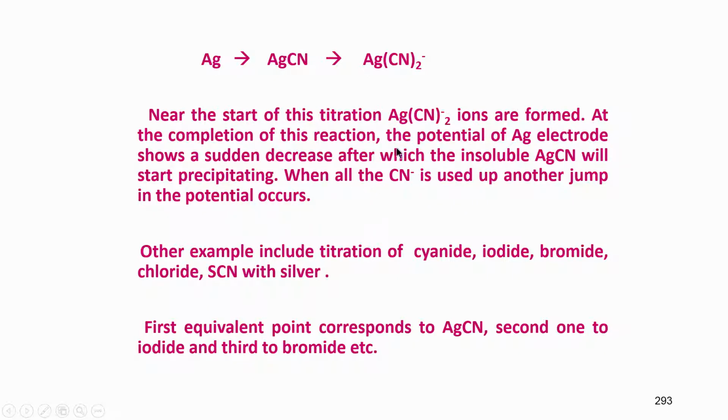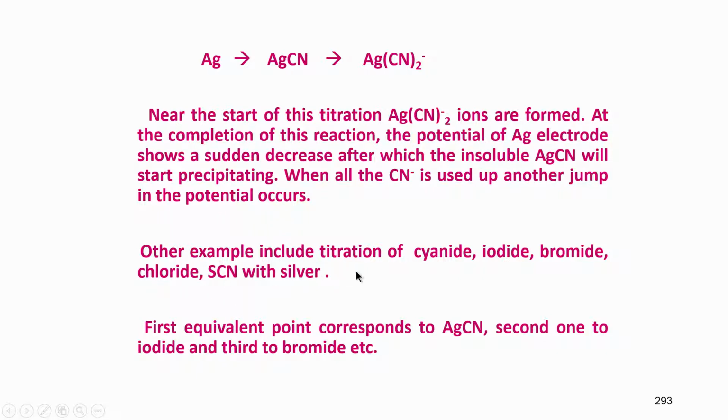So, at the completion of the reaction, the potential of the silver electrode shows a sudden change, after which the insoluble silver cyanide will start precipitating. When all the cyanide is used up, another jump in the potential will occur, because the silver ions will be more. So, pAg will keep on increasing.